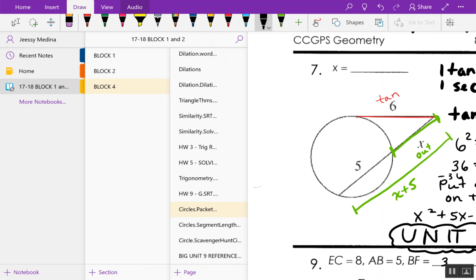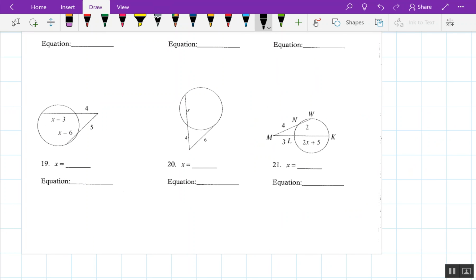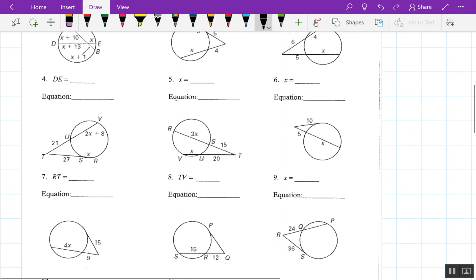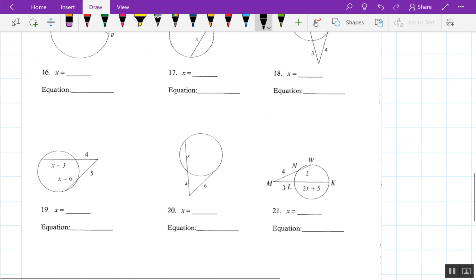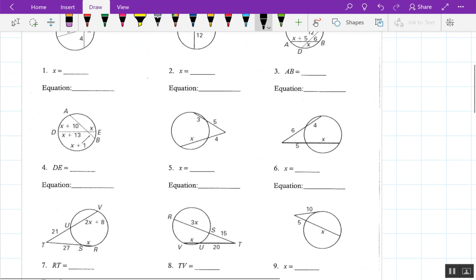Which one do we have? The scavenger? No, the segment length hunt? Which one do you guys have? The segment length? Yeah. Okay. 2 pages, right? Front and back? All right, I'll get you started.